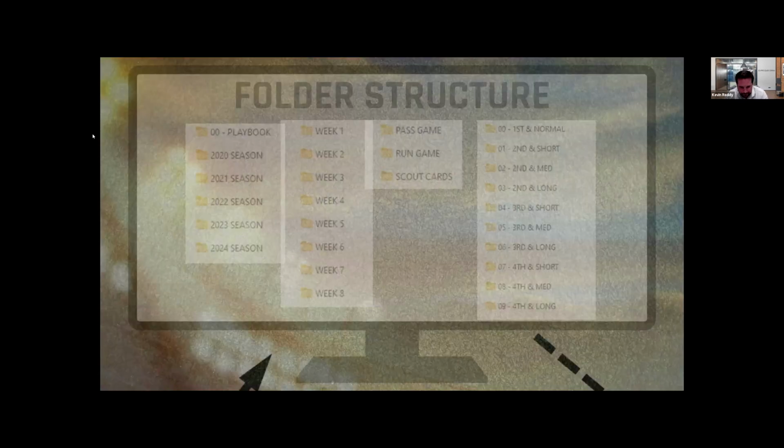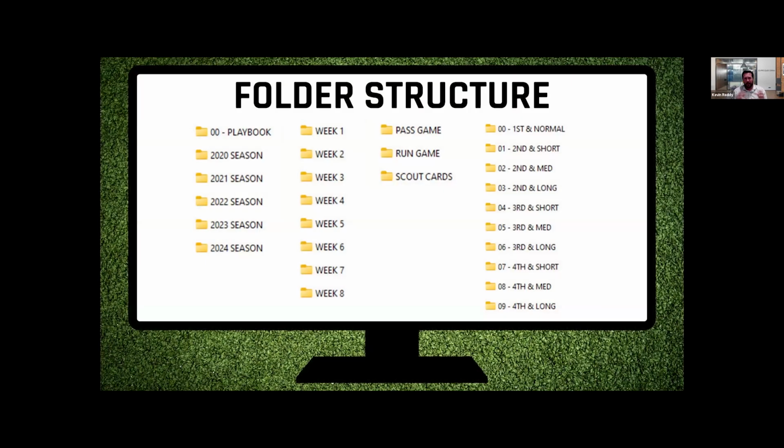All right. So Coach Simpson is going to take it away now and just discuss his folder structure and how they operate at Buford. Amen.